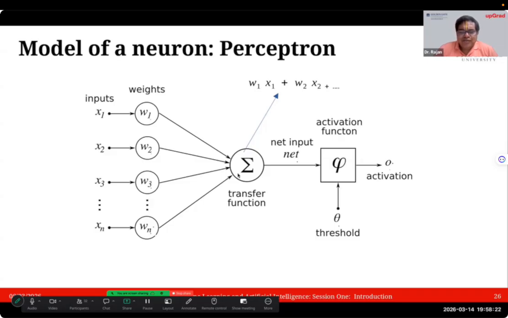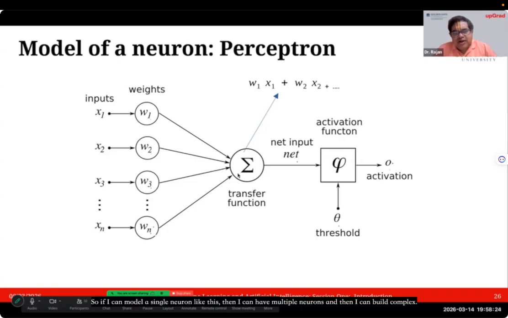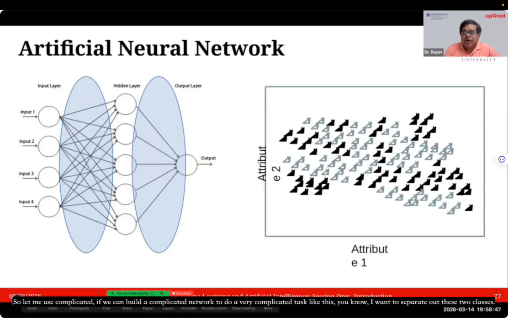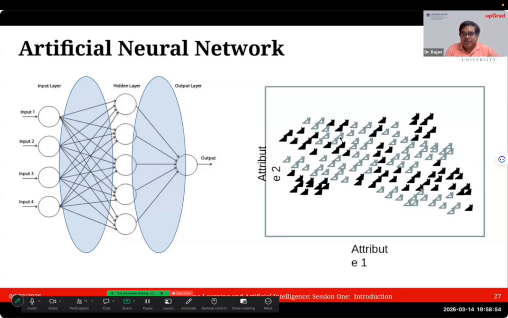So if I can model a single neuron like this, then I can have multiple neurons, and then I can build complex networks. I don't like to use the word complex, because in mathematics complex has a specific meaning. So let me use complicated. If we can build a complicated network to do a very complicated task like this, I want to separate out these two classes. This is not so clean like the previous examples we saw.